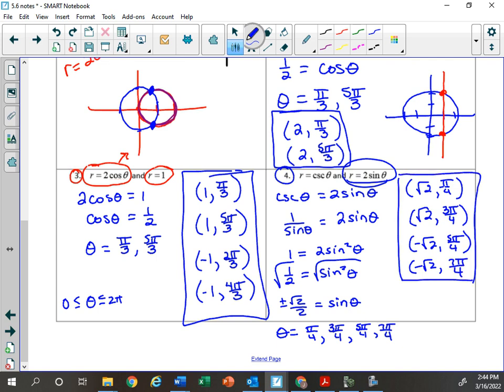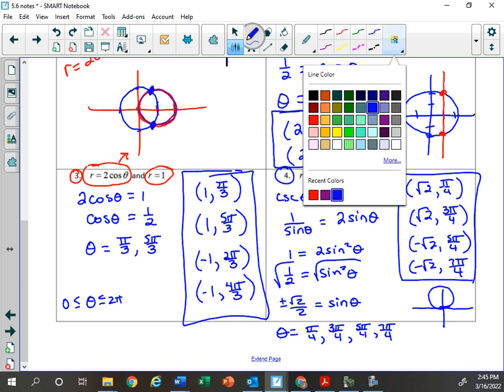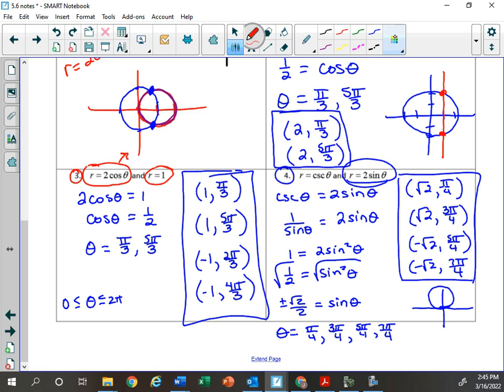And again, you can think about what these graphs are. So r equals 2 sine theta, that's up here, right? This is my spot. And then r equals cosecant theta, that's just y equals 1. So it looks like 2 intersections, but because it goes around twice, you know you get all 4 of those intersecting points. Okay?